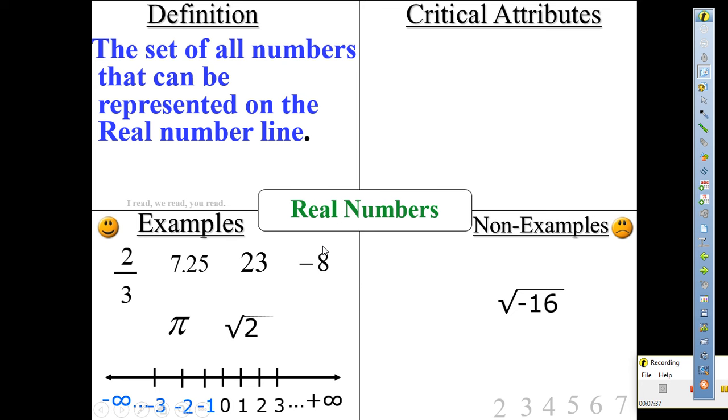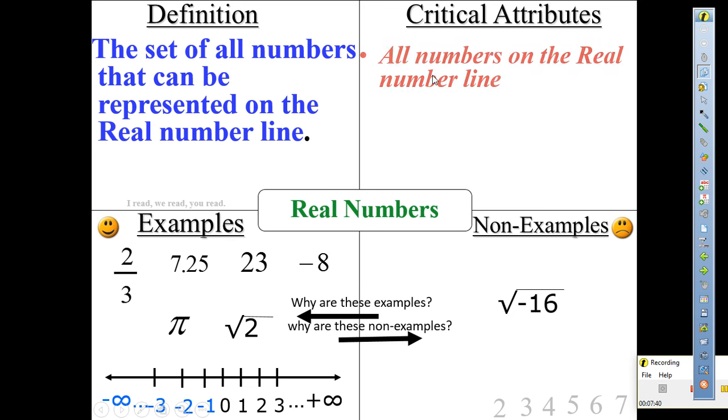So what would go here in the critical attributes? Basically all numbers on the real number line. But the keywords here are real number line. Everybody with me? So write that in there in the critical attributes. Underneath that, I want you to write some steps. So underneath your prayer model, write steps. Here we go. It's only 4 steps.